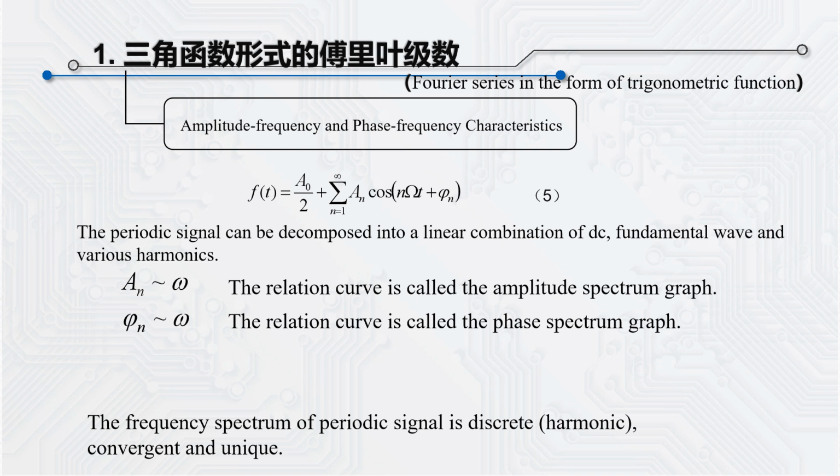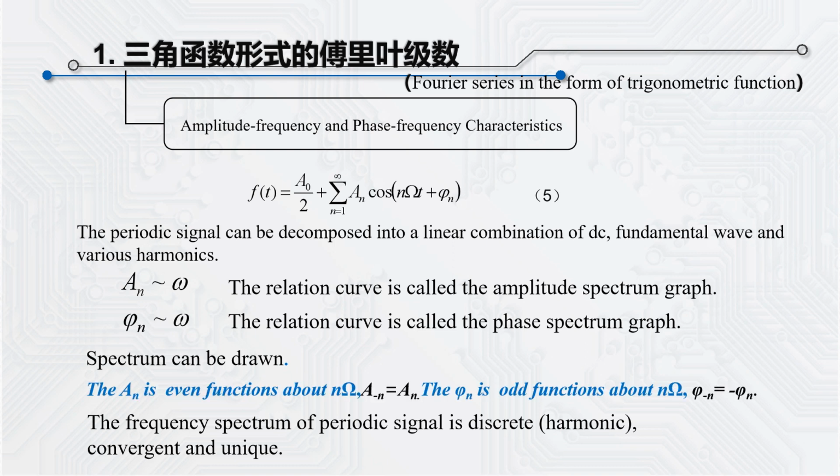Here, the relationship curve between An and omega is called the amplitude spectrum. The relationship between phi n and omega is called the phase spectrum. Then, we can draw their spectrum. An is an even function of n omega. Phi n is an odd function of n omega. Obviously, the frequency spectrum of the periodic signal is discrete, harmonic, convergent, and unique.